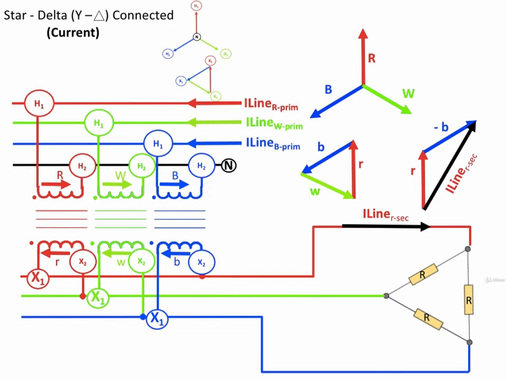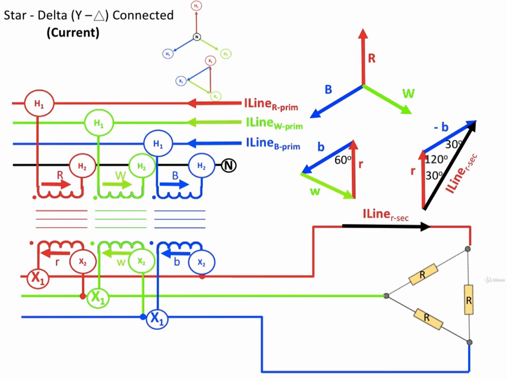The delta-connected secondary currents form a triangle of three equal sides, which is an equilateral triangle, and the contained angles are 60 degrees. So in trying to come up with the angle between the red phase and the minus blue phase, if we move the minus blue phase over, it forms a straight line with the plus blue phase. And if we subtract 60 degrees from 180 degrees, which the straight line forms, then we're left with 120 degrees. And that is the contained angle between the red phase and the minus blue phase current.